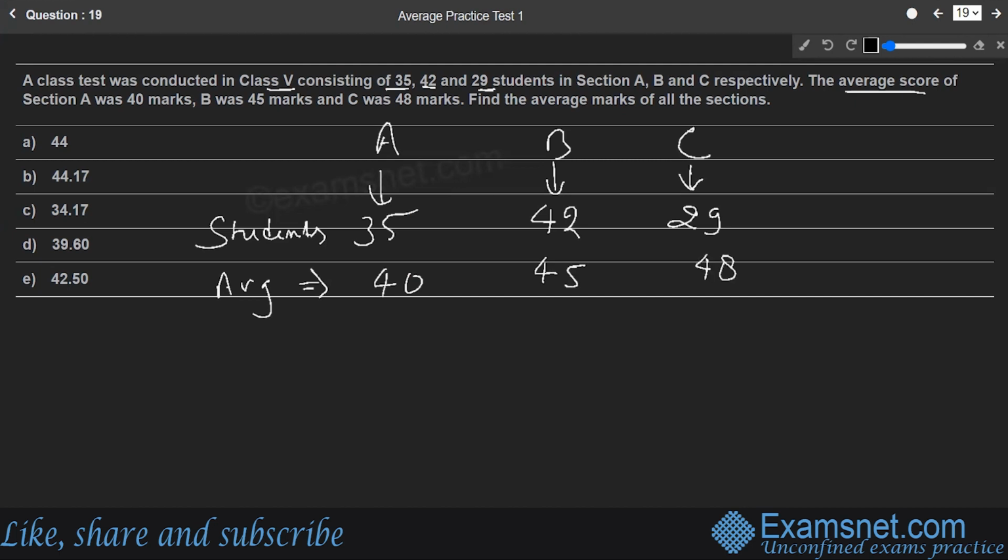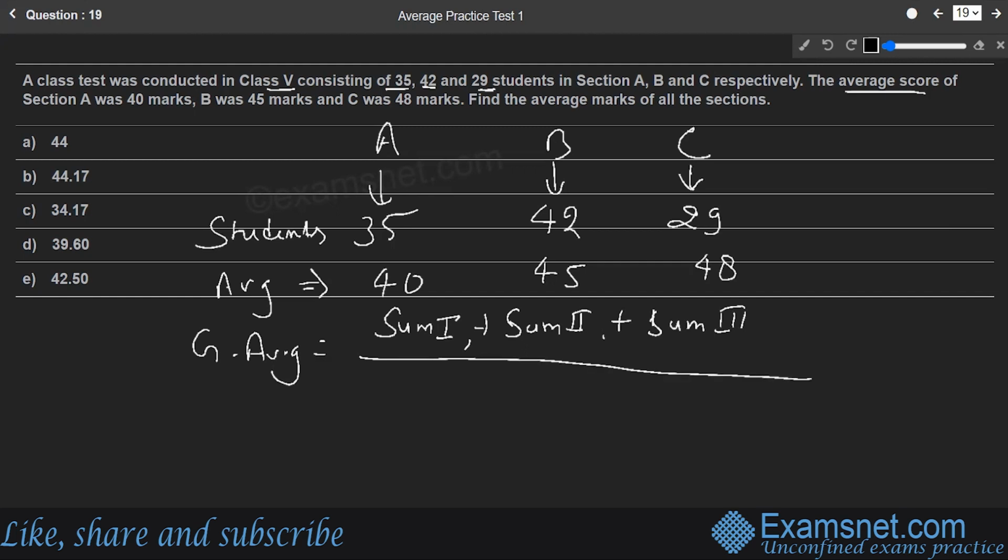So these are the 3 averages given to us of the 3 different batches. Then he says find the average marks of all the sections. We are supposed to find out the average marks of all sections. So clearly we are supposed to find out the grand average. There's a formula for grand average: sum of the first category plus sum of the second category plus sum of the third category. Here the category means different sections, divided by total number of students.